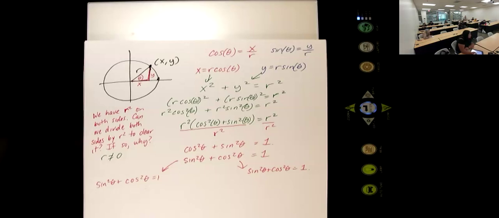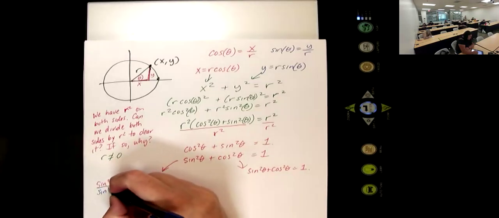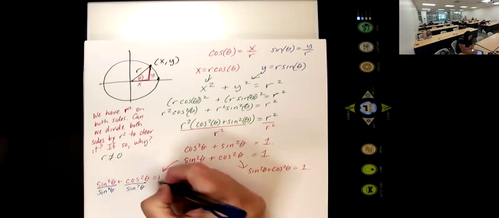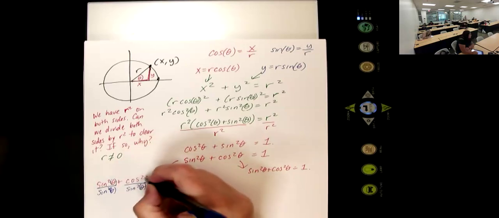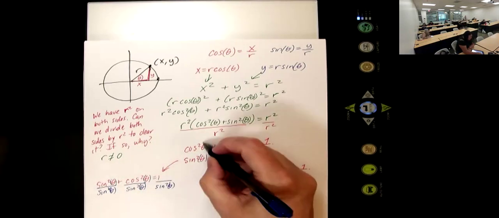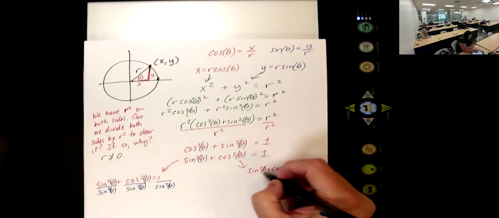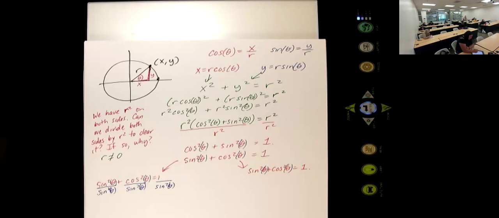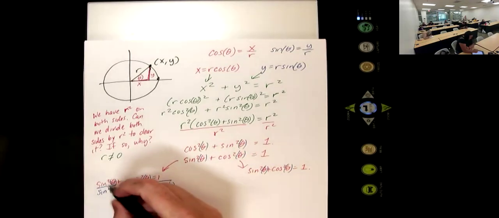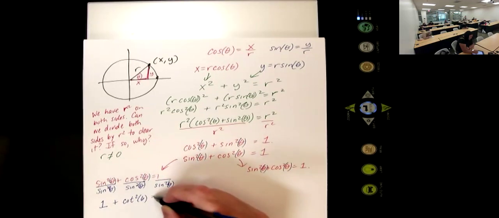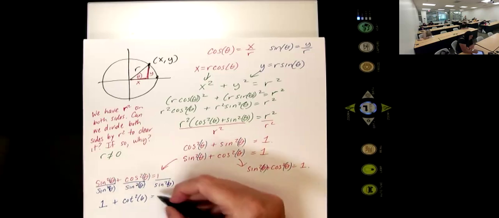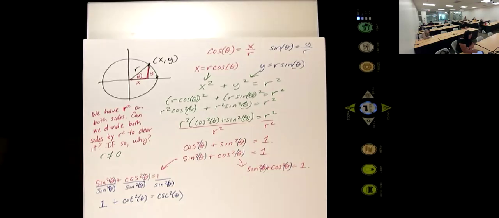If we divide everything by sine squared. This one, sine squared divided by sine squared is 1. Cosine divided by sine is cotangent, and that's squared. So cotangent squared. And 1 over sine squared, using that reciprocal identity, is cosecant squared. So that's one of the other identities.